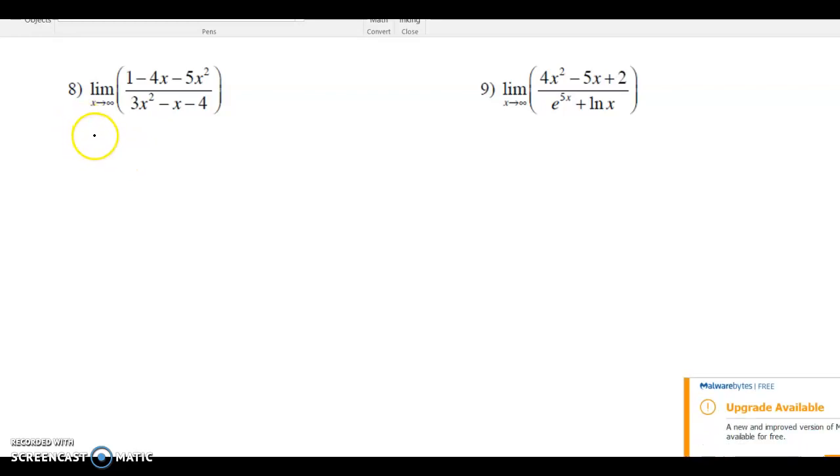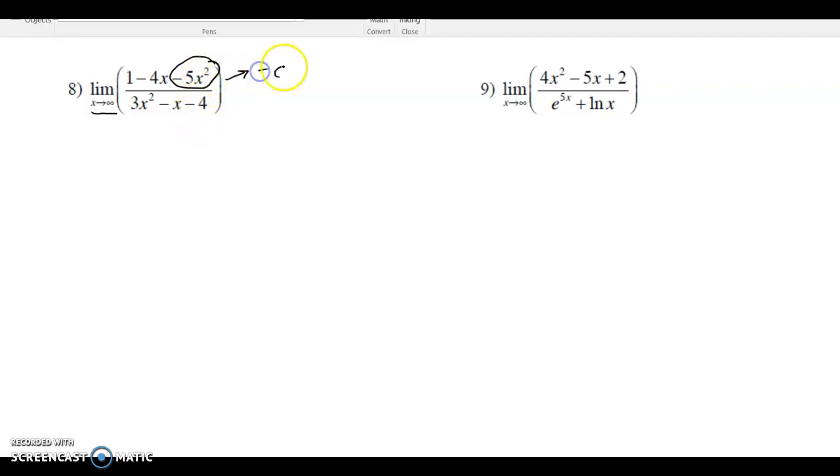Okay, let's get to the other type of indeterminate form. So we've been talking about 0 over 0. The other type that you're going to see is infinity over infinity. And so notice here I'm taking the limit as x approaches infinity. And so if I evaluate the numerator, really again I want to focus on my dominant term. If I plug in infinity to that, that is going to approach negative infinity.